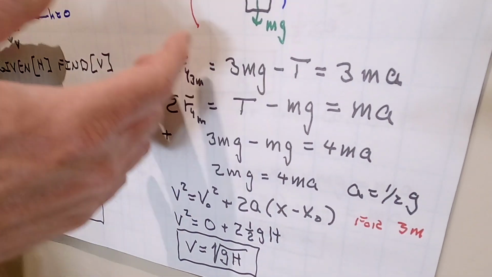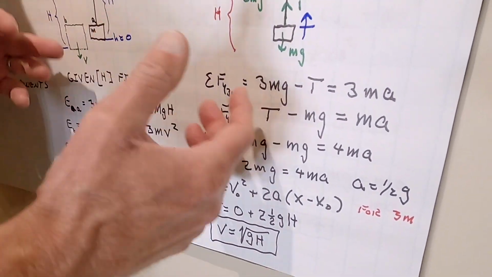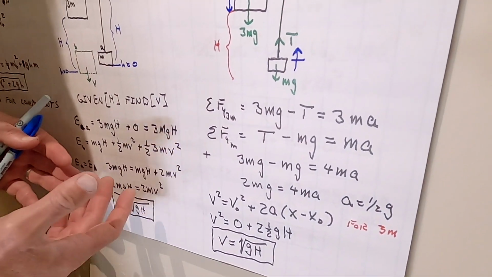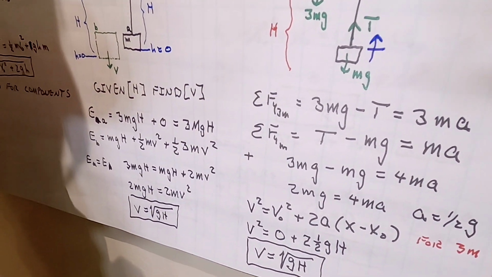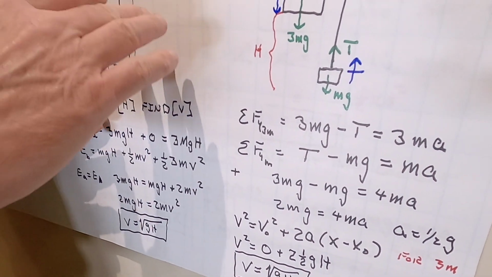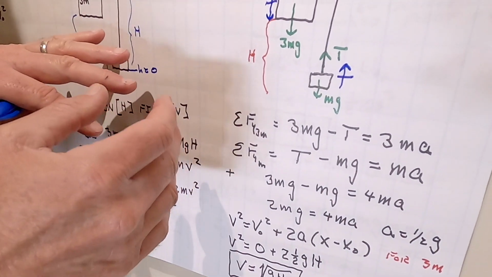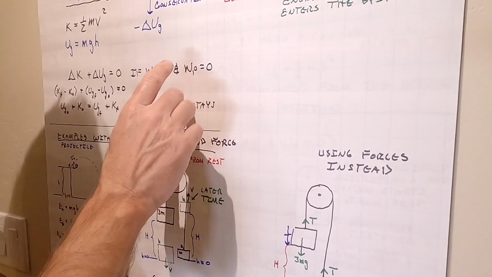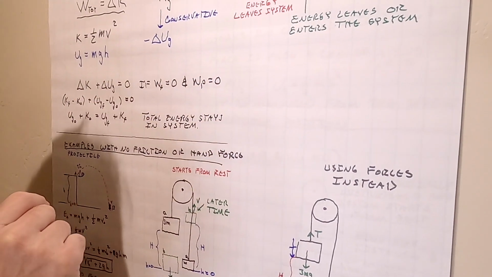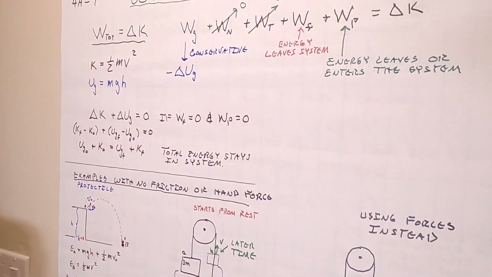So again, we have two ways of working out all these problems, but this way is going to be a lot easier, especially when we get even more complicated problems. Just look at the energy before and the energy afterwards. You can do that as long as there's no work due to friction and you're not adding or taking it away with your hand. Okay, so we'll just continue on.